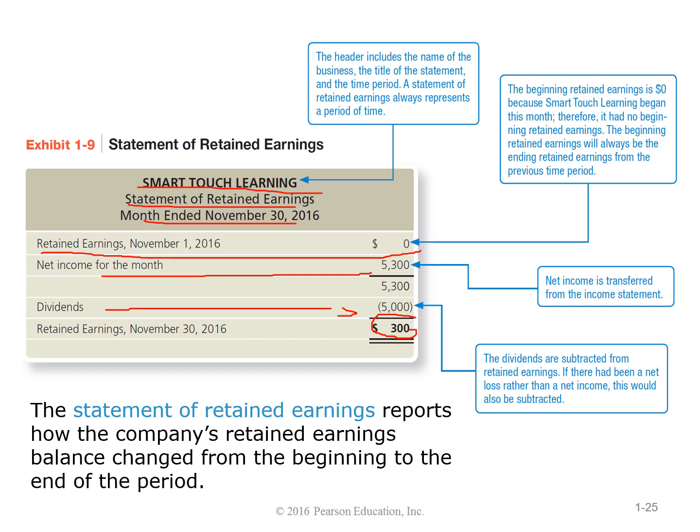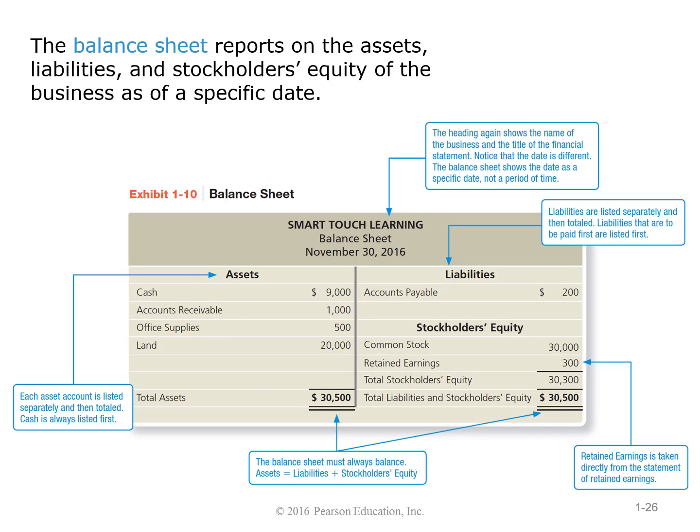Okay, and you have to know that the statements are to be prepared in order, which means we have to start with the net income, the income statement, then the statement of retained earnings, because we use the net income from the income statement in preparing the retained earnings statement, and then the balance sheet will be reported. We will be reporting the assets, liabilities, and the stockholders' equity.